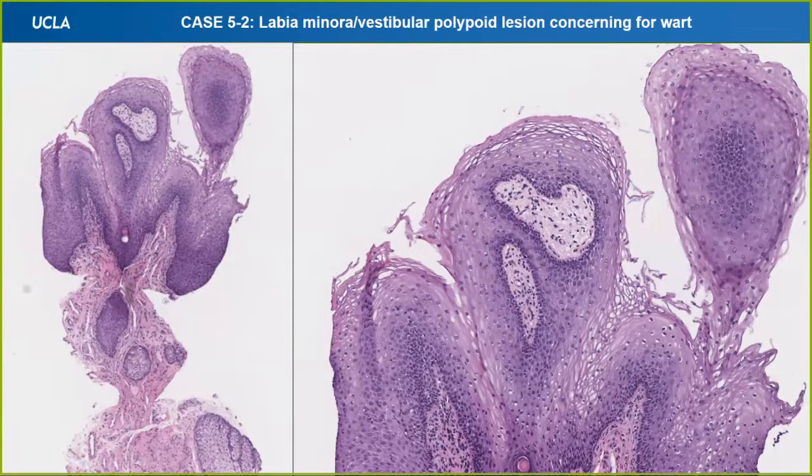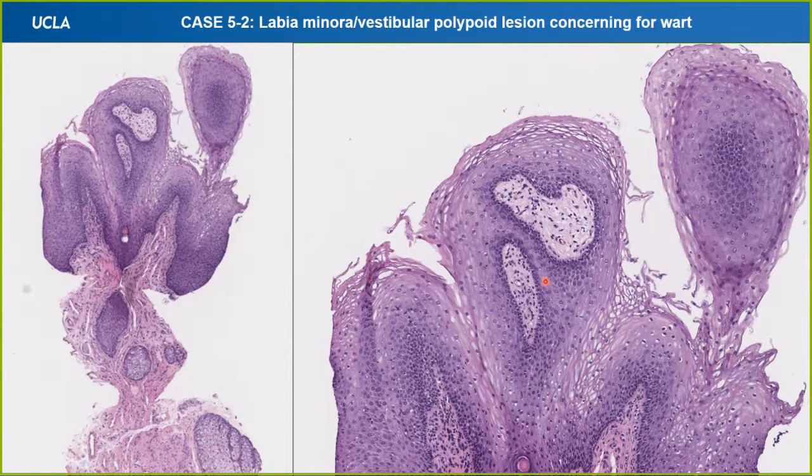This is another rule out wart case, and this was sampled from the labia minora and vestibule. And what do you see here? We see a polypoid projection of the squamous mucosa with glycogenated cells. What I don't see here for wart are the viral cytopathic changes. I don't see enlarged nuclei, hyperchromatic nuclei, or anything like that. So I don't have any morphologic evidence, despite the polypoid architecture, to support wart as a diagnosis.